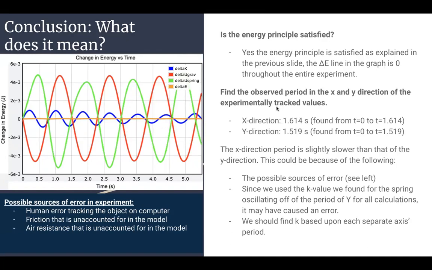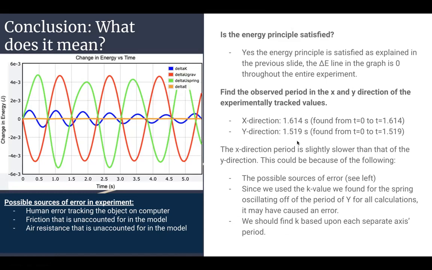And then another question: what does it mean? The observed period in the X and Y direction. I found those to be 1.614 and 1.519, which are a little bit different, which you wouldn't necessarily expect, but they are. And this is because, like I said, of possible sources of error: human error in tracking the object, friction, or air resistance, among other things. And that could possibly lead to this difference right here.